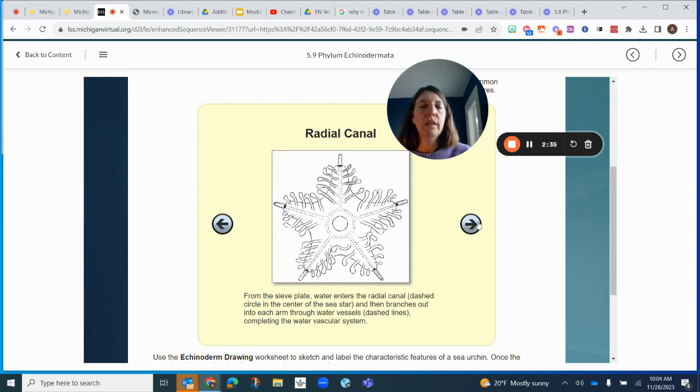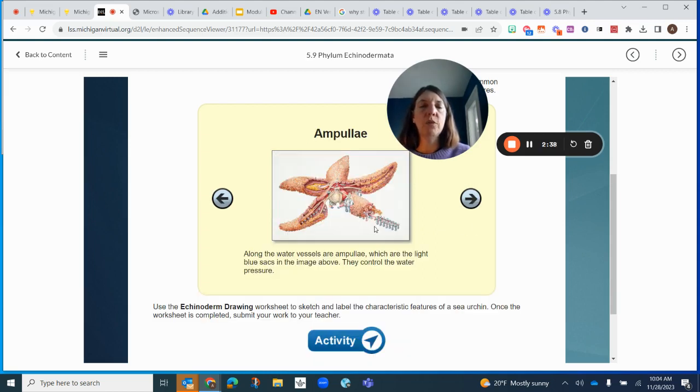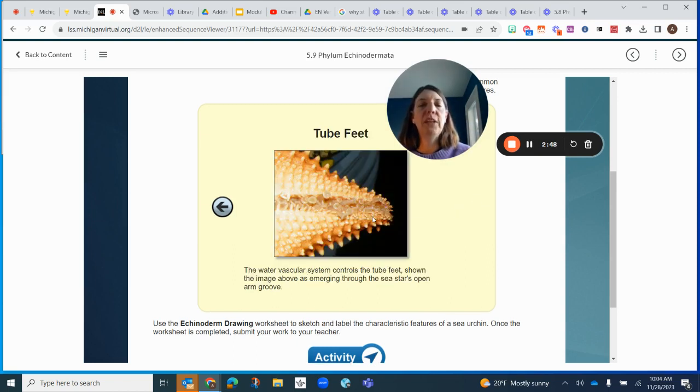And then the ampulla that are found, which are just those vessels that control the water pressure essentially. And then the tube feet that we talked about that are extended and retracted depending on whether the ampulla are open or closed. When the ampulla are open, the water pressure is released, the tube feet retract. When the ampulla are closed, the water pressure increases and the tubes extend.